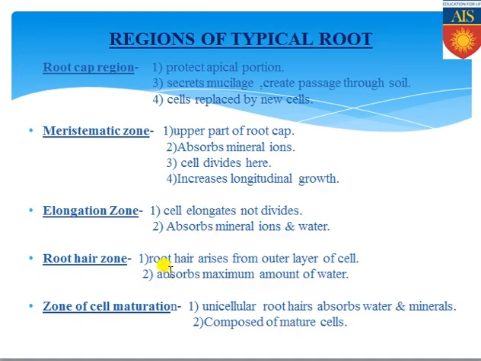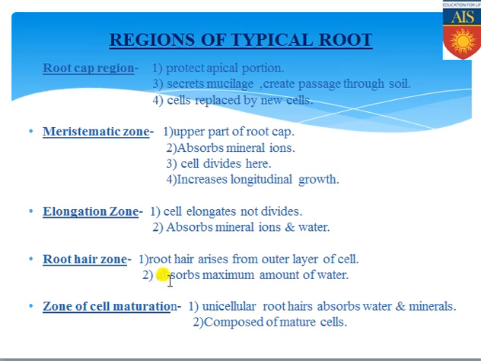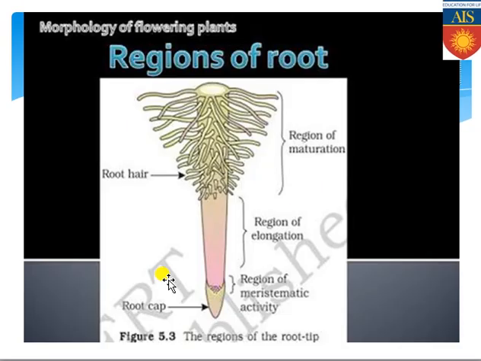Root hair zone. The root hair zone arises from the outer layer of the cell, and it is present above the elongation zone. Root hairs are present here. They are responsible for absorbing the maximum amount of water. So if you go to the picture again, just above the region of elongation, this region is commonly known as the root hair zone. The concentration of root hair is quite high here, and keep it in your mind, that's why this region is responsible for absorbing water and minerals.